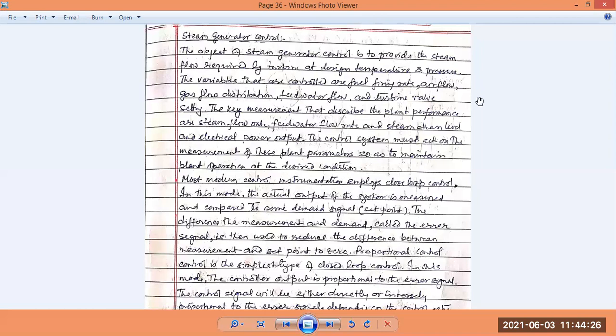The control system must act on the measurement of these plant parameters so as to maintain the plant at the desired condition itself.